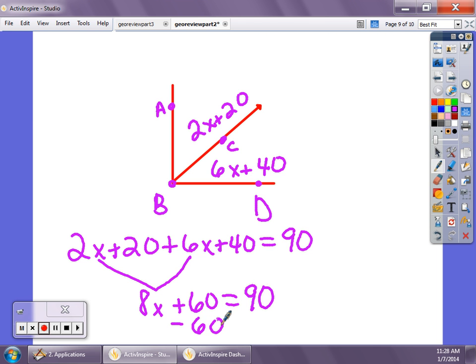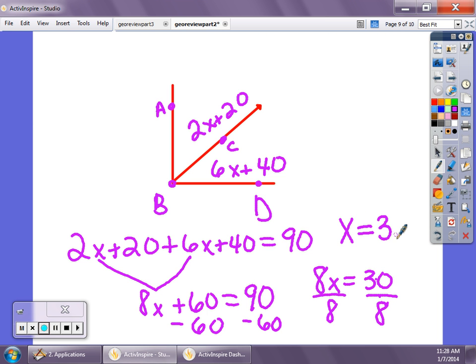I'm going to subtract 60 from both sides. 8x equals 30. Divide by 8. Notice it says 30 divided by 8. That's how you type it in your calculator. And what do we get? 3.75. Don't round on me. Okay, 3.75. Okay, that is part 19A.